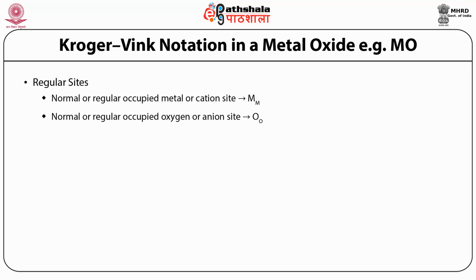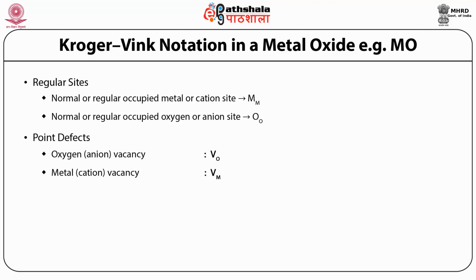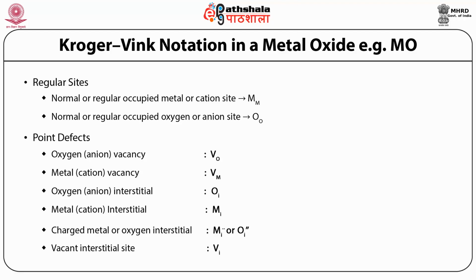Now, if we talk about point defects, the notations of various vacancies and interstitials are shown here. For the oxygen anion vacancy, it is V_O. For the metal cation vacancy, it is V_M. The oxygen anion interstitial is O_i. The metal cation interstitial is M_i. The vacant interstitial site is V_i.